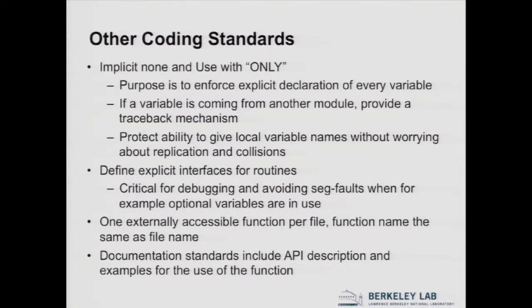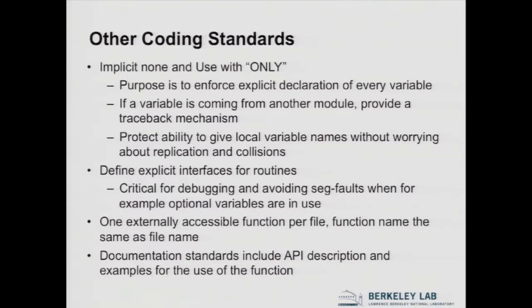Because if you just said use, say, grid data, and say you said use gr underscore pt data, and there were some variables defined under there, and you use them in some other file, you didn't necessarily know where that was defined. Whereas if you have an only, you have a traceback mechanism to tell which data module you're trying to get it from. And also this gives a protection for variable names without worrying about replications, etc.